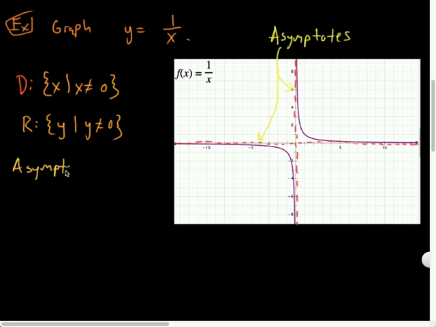Exactly. So if I want to describe where these asymptotes occur, this vertical one occurs when x equals 0, and this horizontal one occurs when y equals 0. All right.